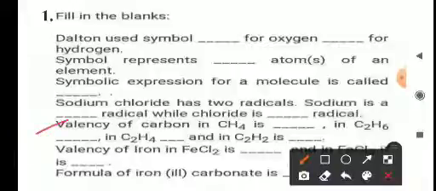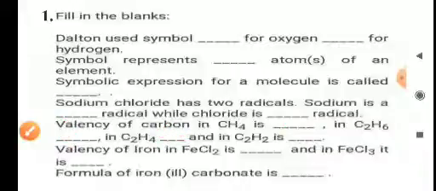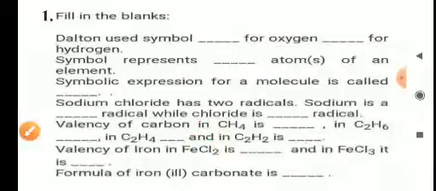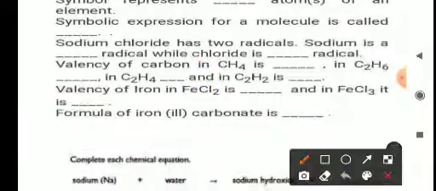The valency of carbon in CH4 is 4, in C2H6 is 4, and in C2H4 is also 4. So in all these compounds, the valency of carbon will be 4. In hydrocarbons, the valency of carbon is always 4.